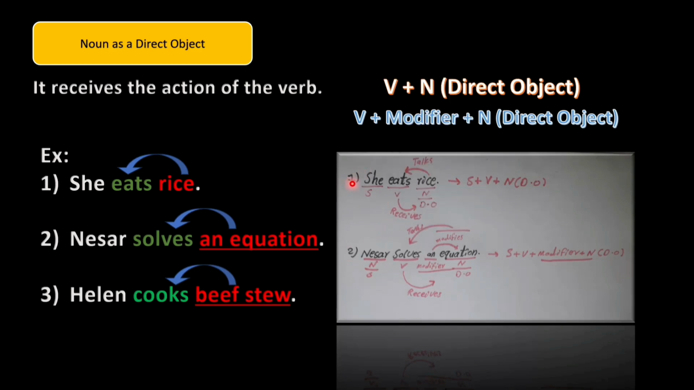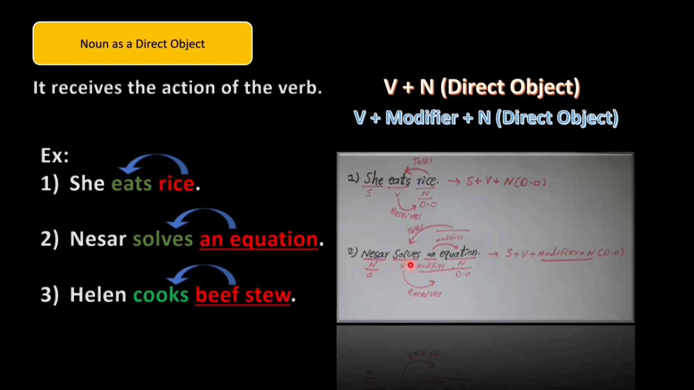Okay, so here we have the example, she eats rice, with analysis. You can see the structure, subject plus verb plus noun, in which the noun functions as a direct object. The noun here receives the action of this verb, and it talks about the verb.